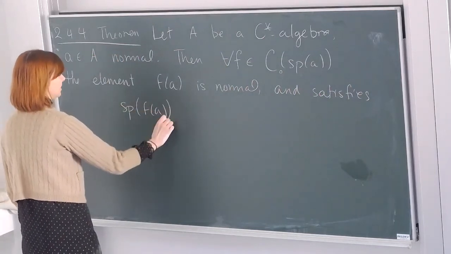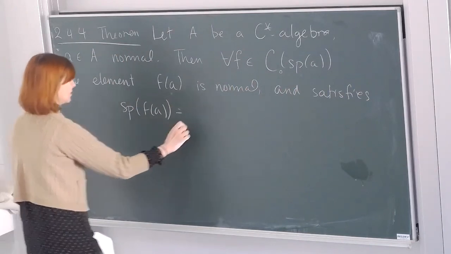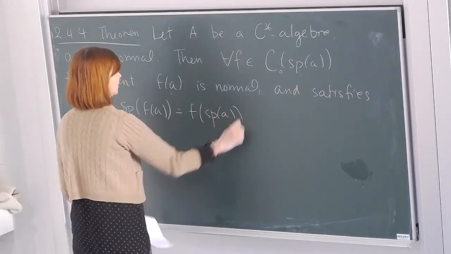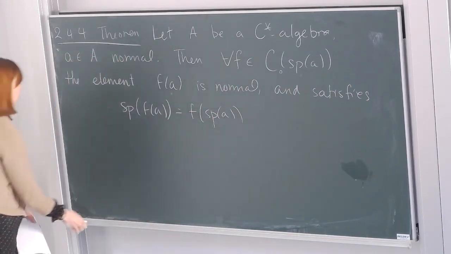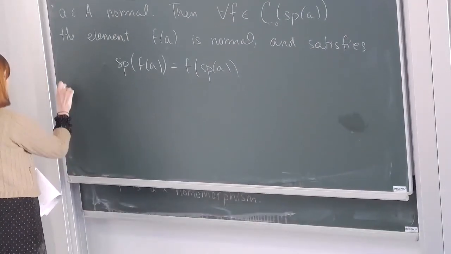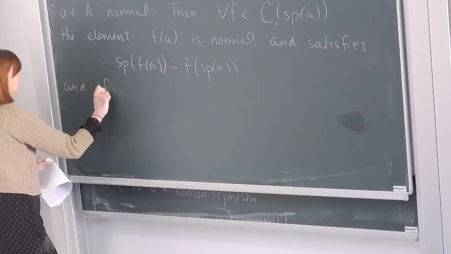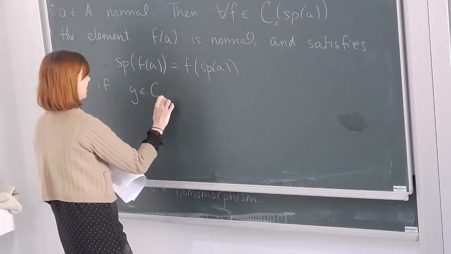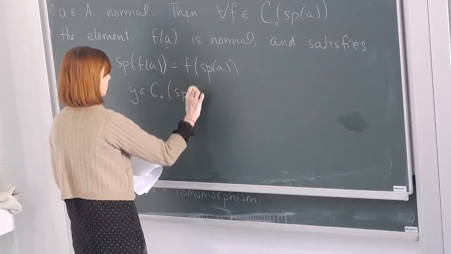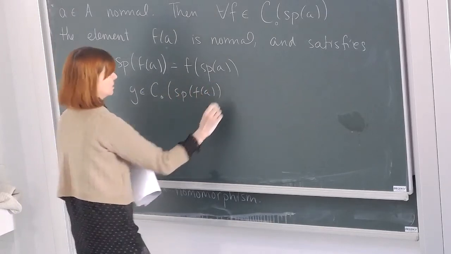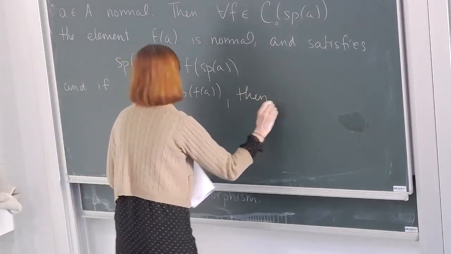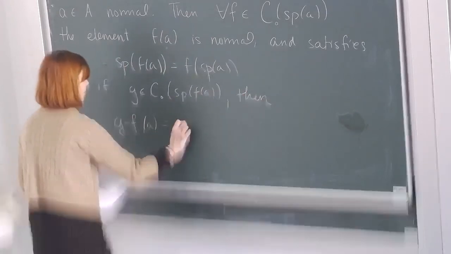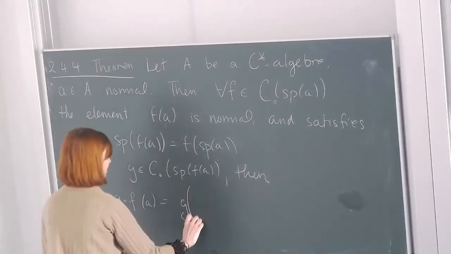the spectrum of f of A. So I'll need to tell you what this is in a second. It is just f applied to the spectrum of A, and if we have some G that's defined on the spectrum now of f of A, then G of f of A is the same as (G composed with f) of A.